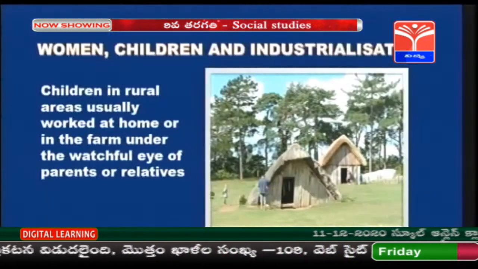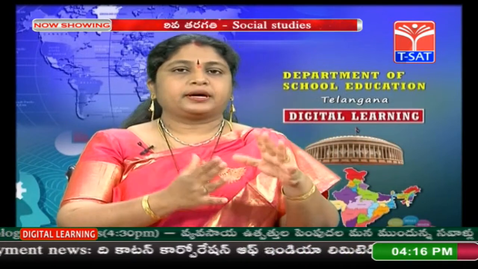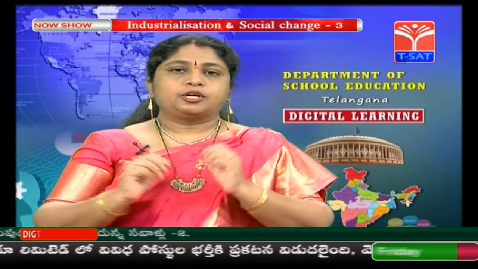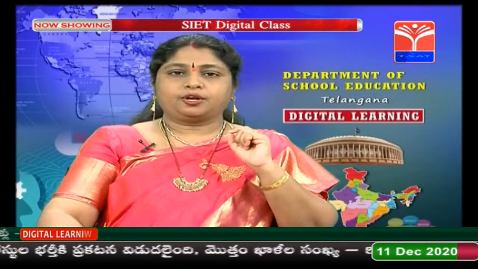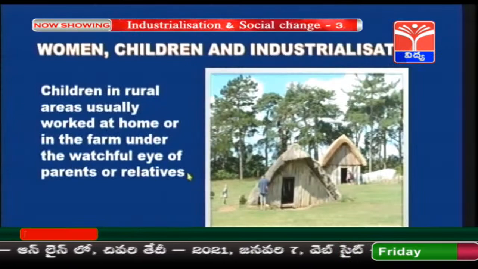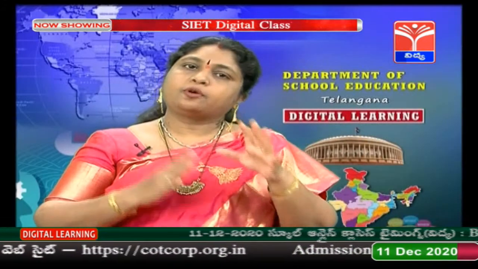Then what about women, children and industrialization? So here in rural areas, the kind of work is different, the kind of living is different compared to urban areas. So in rural areas, children usually worked at home or in the farm under the watchful eye of parents or relatives. So people used to work before also. Both women and children were working in rural areas also.